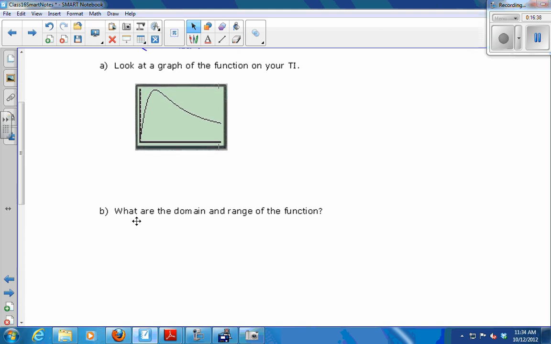All right, so the domain and the range of this function. We talked about domain and range last class. Domain is the set of all inputs that you can put into the function. So what values make sense to put into this function? The s values or x values.